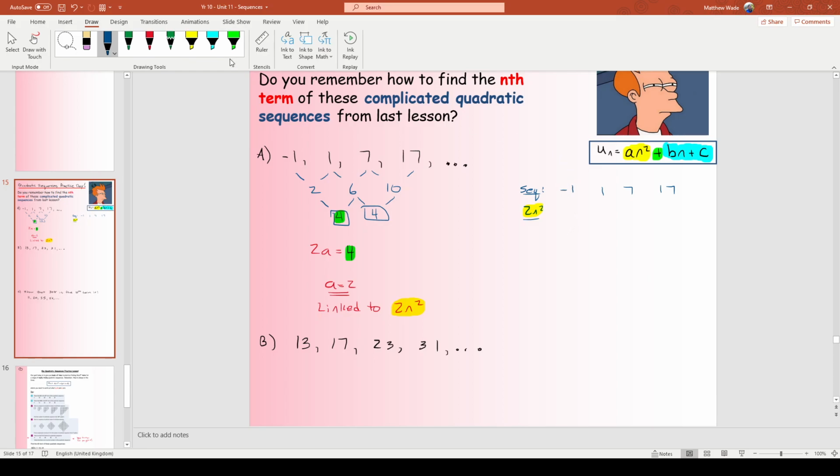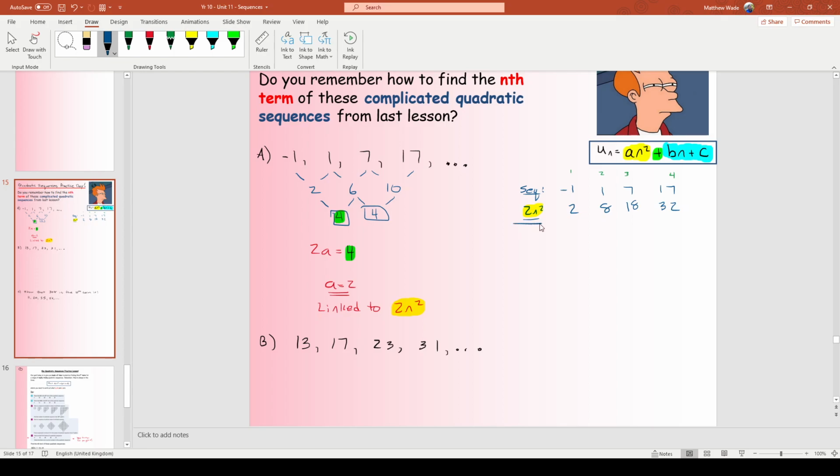Now, this term here, you've got to remember this too. This is the first term, the second term, the third term, the fourth term. So in order to get what 2n squared is, first you take the n, which is the term that we are on, and you go 1 squared, which is 1, times 2 is 2. This one here, 2 squared is 4, because we're doing the squared first. 4 times 2 is 8. 3 squared is 9, times 2 is 18. 4 squared is 16, times 2 is 32.